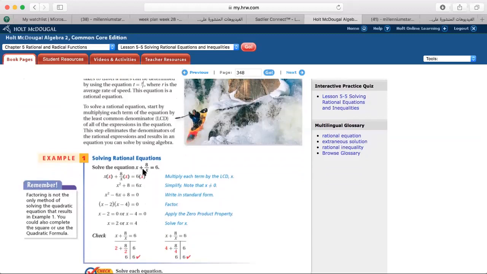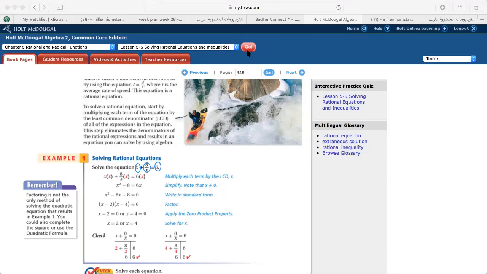Solve the equation x plus 8 over x equals 6. So the denominator here is x, so I'm going to multiply the three terms by x. The first term here, which is x, and the second term, which is 8 over x, and the third term here, which is 6, I'm going to multiply them all by the denominator here, which is x.